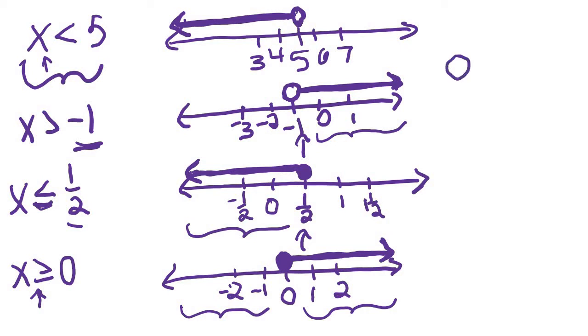So to recap, open circle we use for less than or greater than. Closed circle we use for less than or equal to, greater than or equal to. So when we include the number, it goes in our little bag, so it's full, so we color it in. If we don't include the number, then our bag is empty, so it's an empty circle. Make sense?